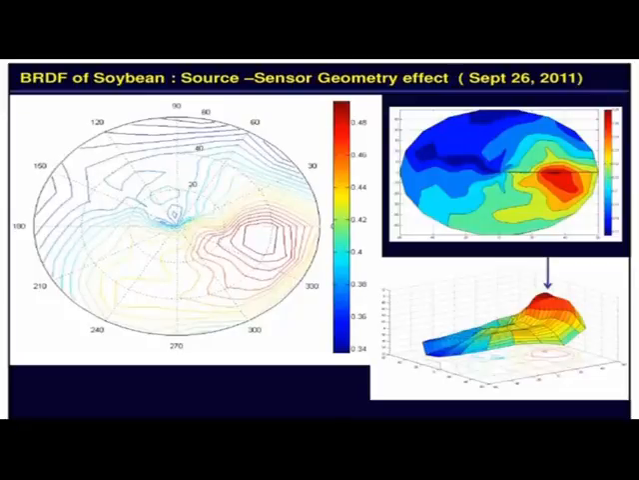Then somewhere around relative azimuth 0. That means the source and sensor are in the same direction. Relative azimuth 0 means the difference between the relative azimuth of the source and the relative azimuth of the sensor is going to be 0. That means they are almost maintaining the parallax. At that position, again zenith, if you look at the solar geometry, the zenith of the sun at that time was almost 40 or 45 degree. So that's the reason why you are getting the high value over here.